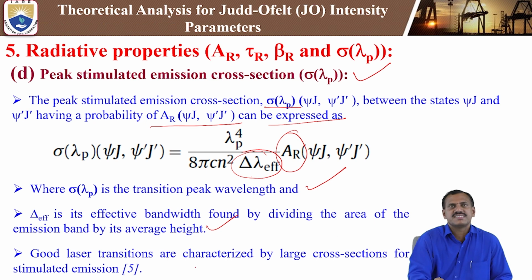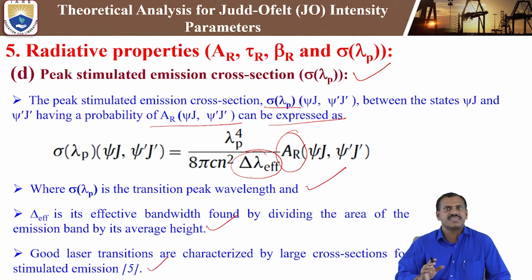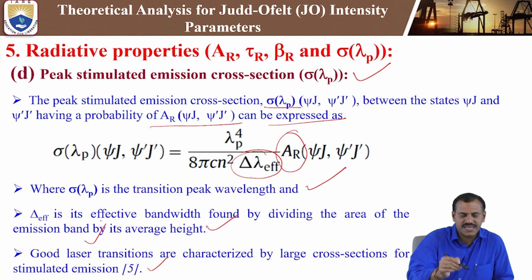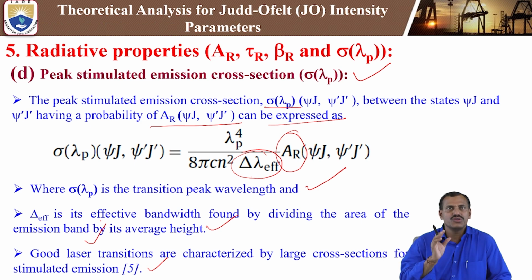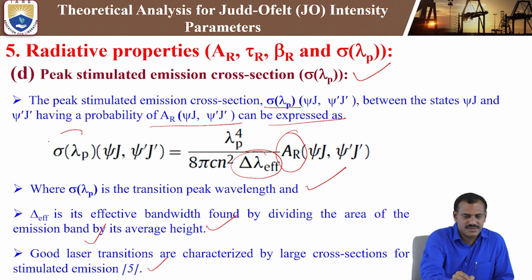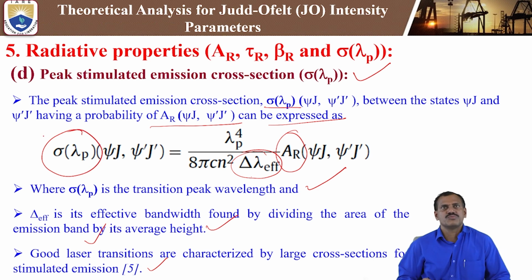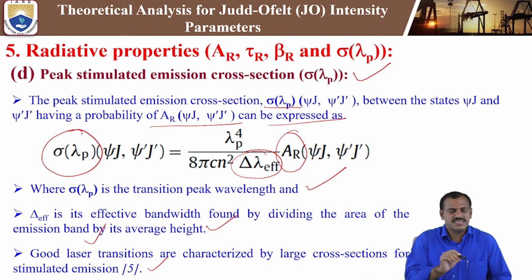Next, good laser transitions are characterized by a large cross section for stimulated emission. So whichever glass has the higher value of the stimulated emission cross section, that is highly useful for good laser applications. This is one of the important and unique parameters for laser glass spectroscopy. The peak stimulated emission cross section is a very important parameter to calculate laser action. At that time, the important parameter you have to calculate is the stimulated emission cross section, and we calculate it by using this formula.